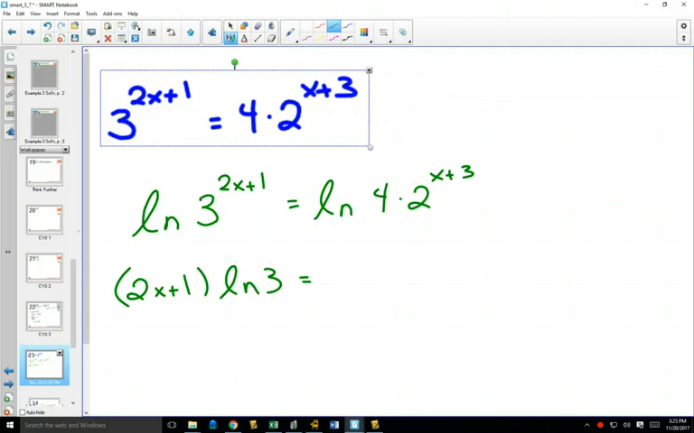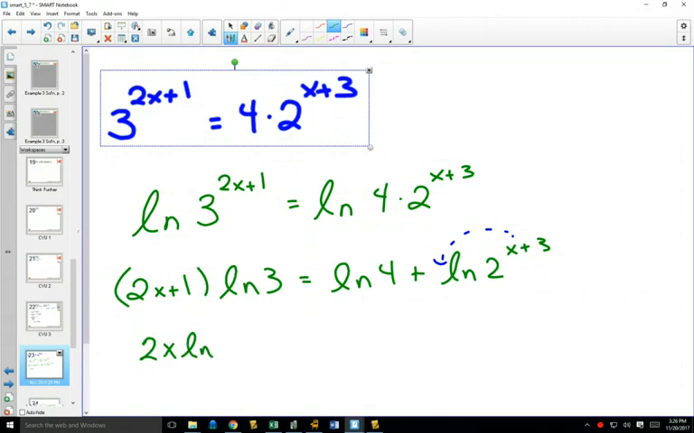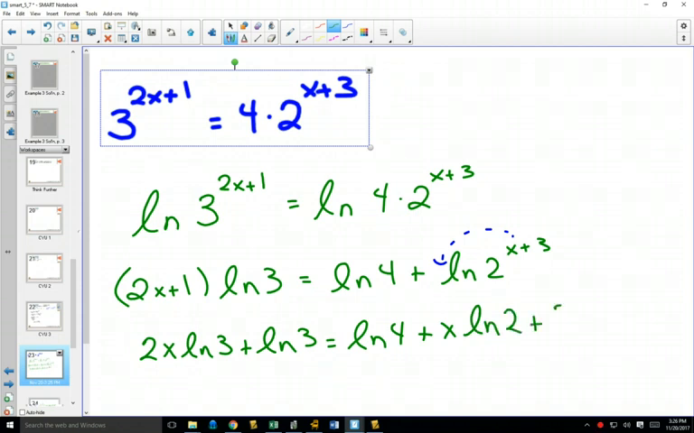However, on the right, the x plus 3 is just to the 2. So you would have to first expand by adding, and then you could bring this x plus 3 out in front. So I'm going to distribute here 2x natural log of 3 plus natural log of 3 equals natural log of 4 plus, if that x plus 3 was in front, are you okay with me distributing right away? Okay.